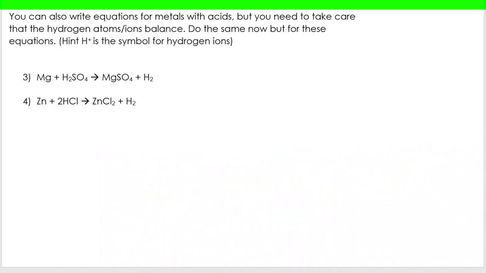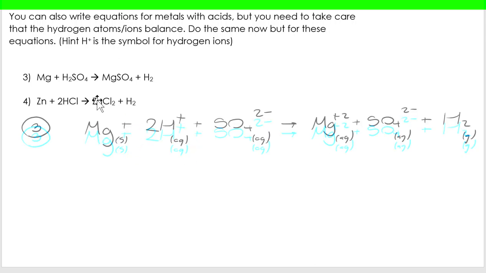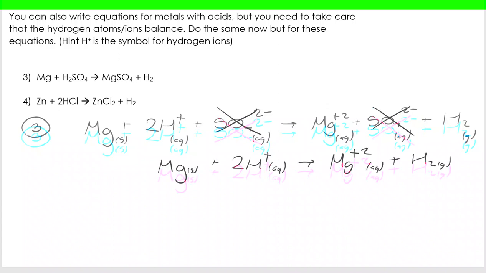We can also look at reactions with acids as well. Now, sulfuric acid and hydrochloric acid are aqueous ionic. So think about what that is going to look like. We'll do number 3 first. I can break down my sulfuric acid into 2H+ and SO4 2-. I've got an SO4 2- that I can therefore disregard, they're spectators, and I write my equation out without them. Mg plus 2H+ goes to Mg2+ plus H2.